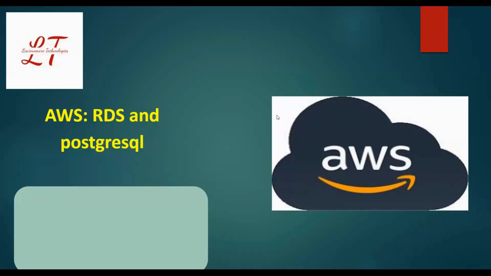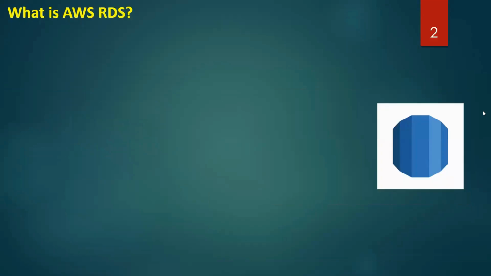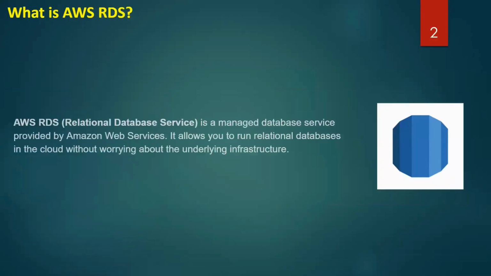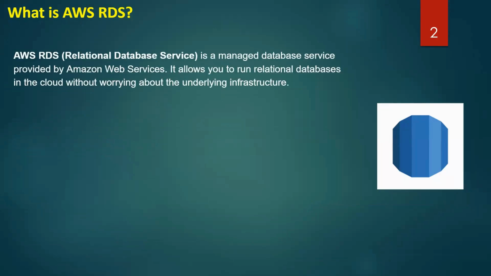Hey everyone, in this video I'm going to give a brief introduction to RDS and PostgreSQL. So, what exactly is AWS RDS? AWS RDS is Amazon Relational Database Service, a managed database service provided by Amazon Web Services. It allows you to run relational databases in the cloud without worrying about the underlying infrastructure.